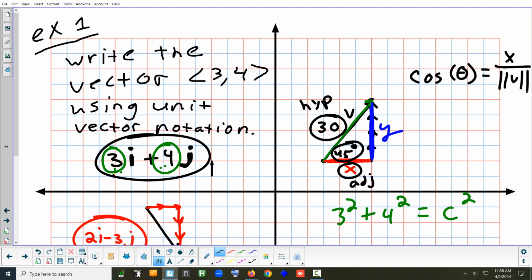That's the formula that we set up. That's how you find the x. It's the length of the red side divided by the length of the green side. But we don't call it length, we call it magnitude.